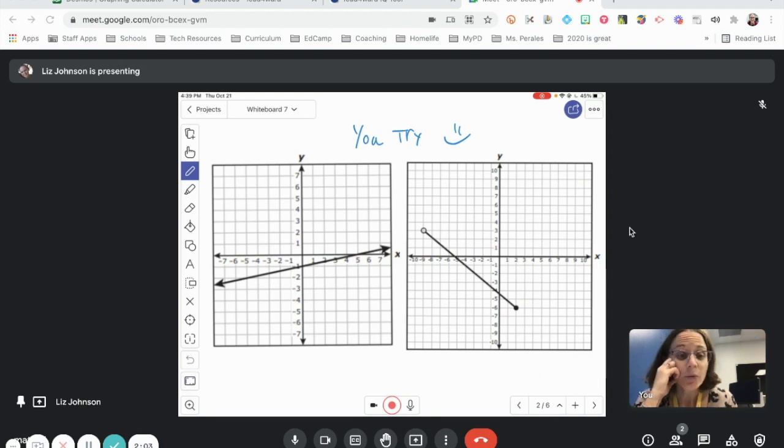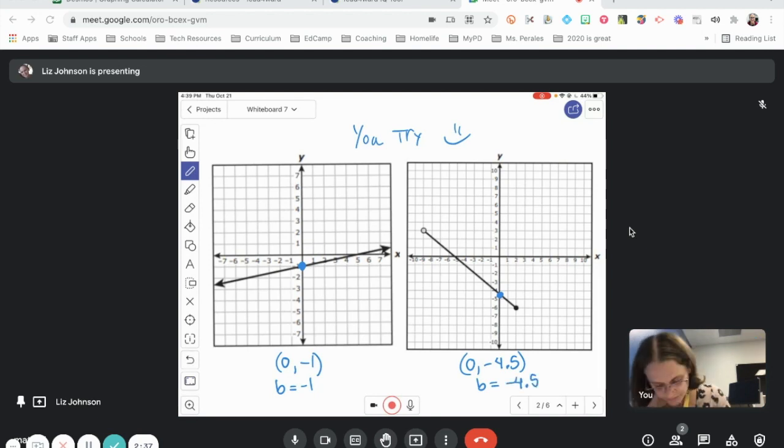Okay, so we know that our first value is going to be 0. The x value is always 0 at the y-intercept. And on this next one, our y-coordinate is -1. So (0, -1). That's our y-intercept. You may have written b equals -1. What about the other one? This one is exactly halfway between -4 and -5. In other words, it's at -4.5. So we could say b is equal to -4.5.